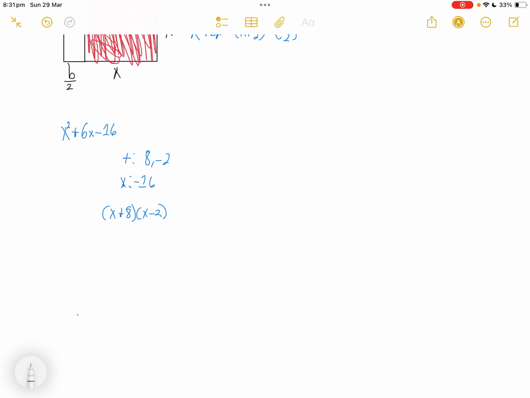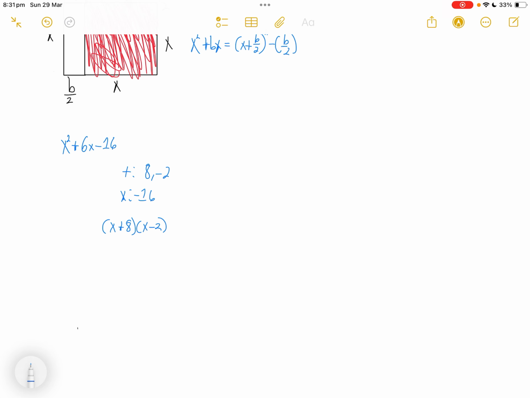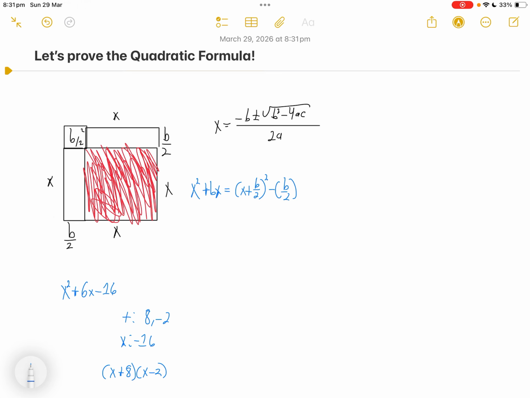But what if we try completing the square instead? Well, the answer to that is okay. Before we do that, we have to first understand this diagram first. So x squared plus bx basically means that we are trying to find the area of that square over there.